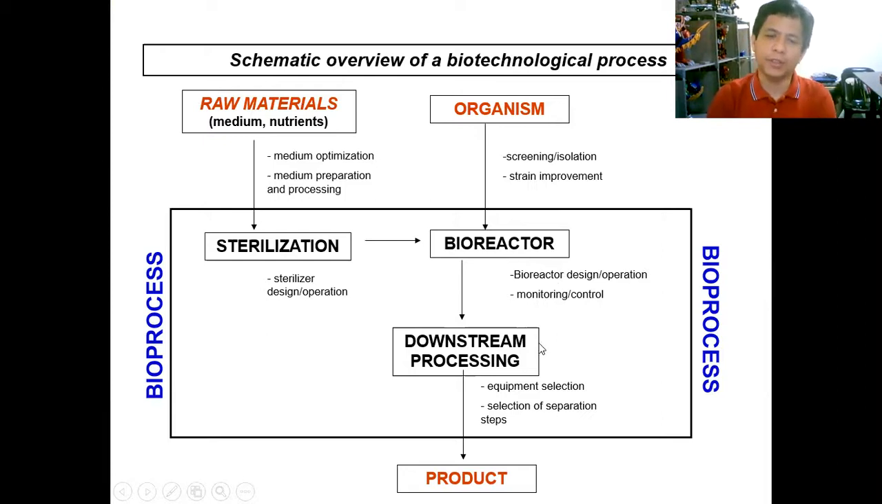Tapos ng bioreactor, we have the downstream processing equipment. So ano yung mga gagamitin nating equipment para ma-purify? Kailangan ba natin ng distillation column? Kailangan ba natin ng filtration system? Kailangan ba ng chromatographic column? No? Specify na natin. Tapos i-design na natin yung downstream processing. And then you're going to have the product. So ito yung schematic overview, no, ng biotechnological process. Yung mga activities na ginagawa.